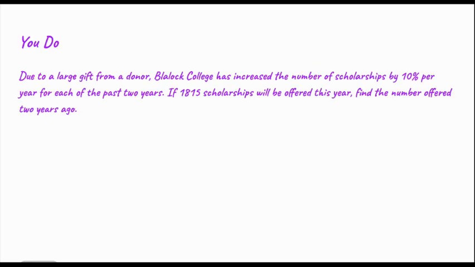Due to a large gift from a donor, Blaylock College has increased the number of scholarships by 10% per year for each of the past 2 years. Of 1,815 scholarships being offered this year, find the number offered 2 years ago. So we have a 10% increase. That means our decimal is 1.1. We've seen this before. And we want to multiply by 1.1.